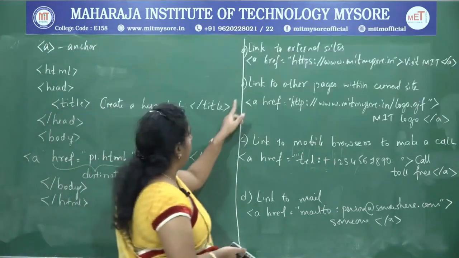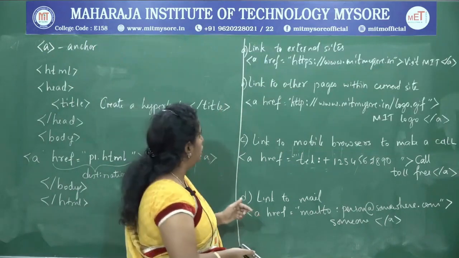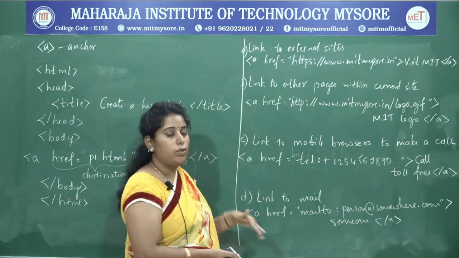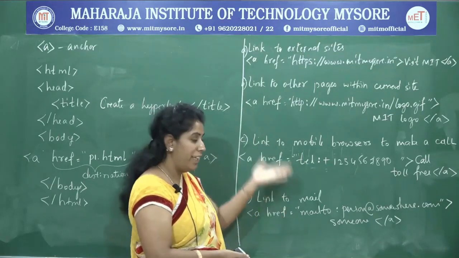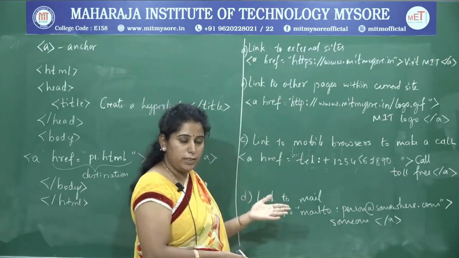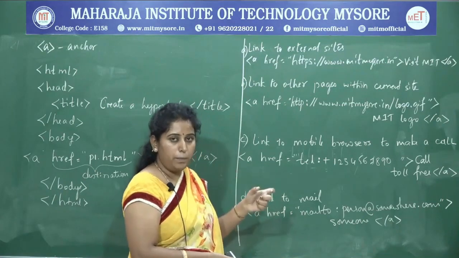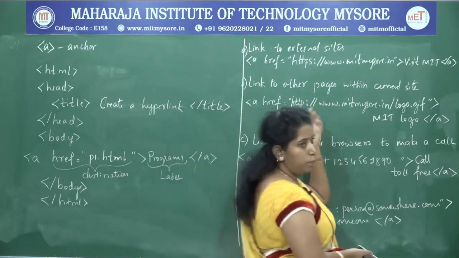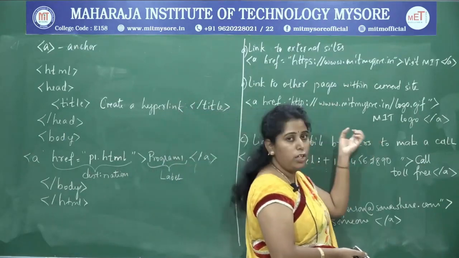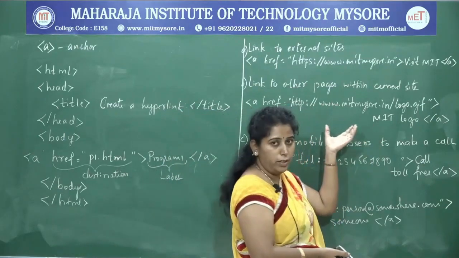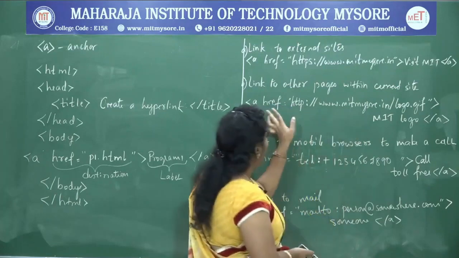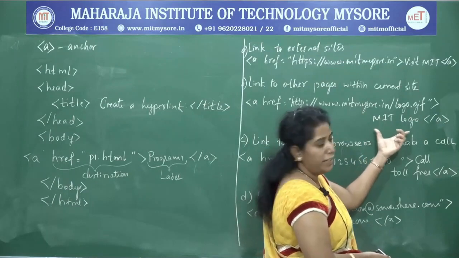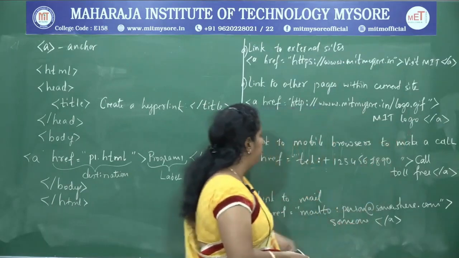Okay. At the same time, a few more applications are there, link to other pages within the current site. So not only to an external site, in the current site, if you want to access any particular document, it can also be retrieved. How? See, I want to fetch the logo of the MIT Mysore.in college. Is it right? So how do I provide a path? Logo.gif. Okay. MIT logo is the label name.